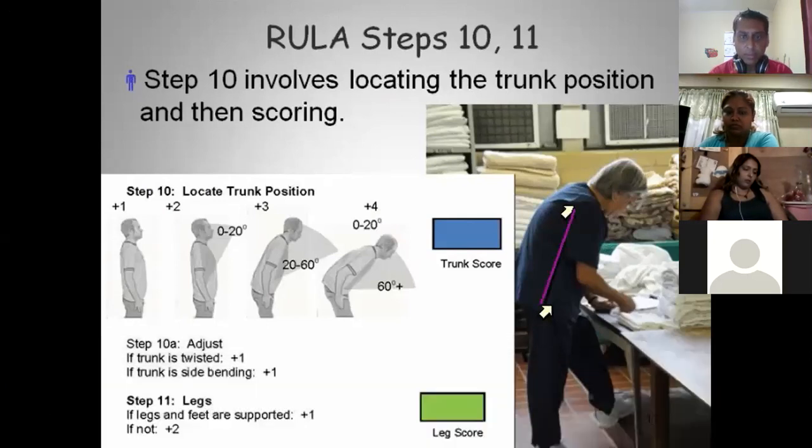So I scored the trunk. Where would you score it? I scored it a 3. And since the legs are supported, one leg is supported there, I scored that next step a 1.